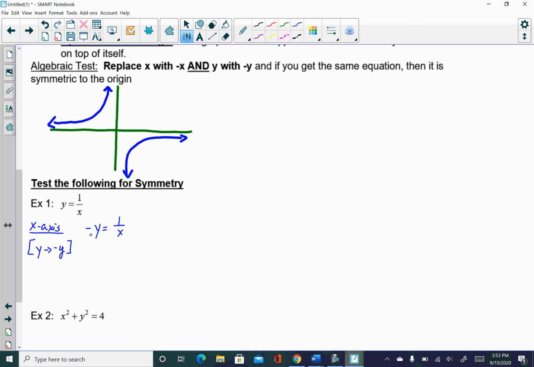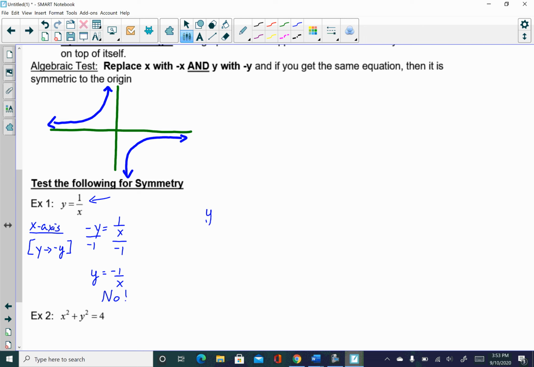And I've got to get it back to a positive y. So in order to do that, I would just divide by negative 1. And so then that tells me, okay, well, y equals, anytime you take a function divided by a negative, then you're just going to have the negative of that function. Well, that's not the same as the original function. You're always comparing it back here to this original function. So we are not symmetric to the x-axis.